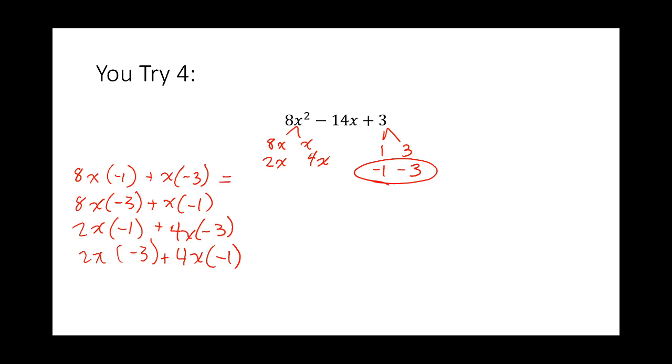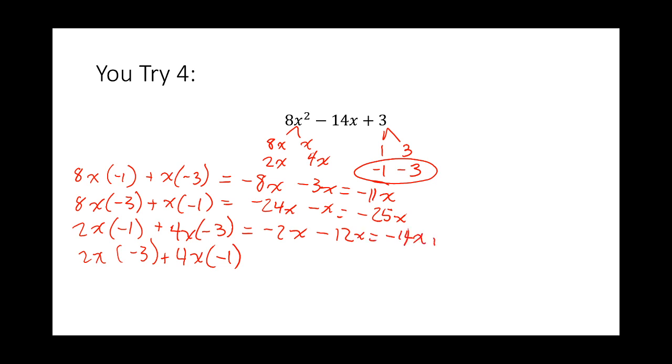So now we just get to try them out. We get negative 8x minus 3x, which is negative 11x. We can do negative 24x minus x, which is negative 25x. We could do negative 2x minus 12x, which is negative 14x, and we stop because we found negative 14x, which is what we wanted to find.